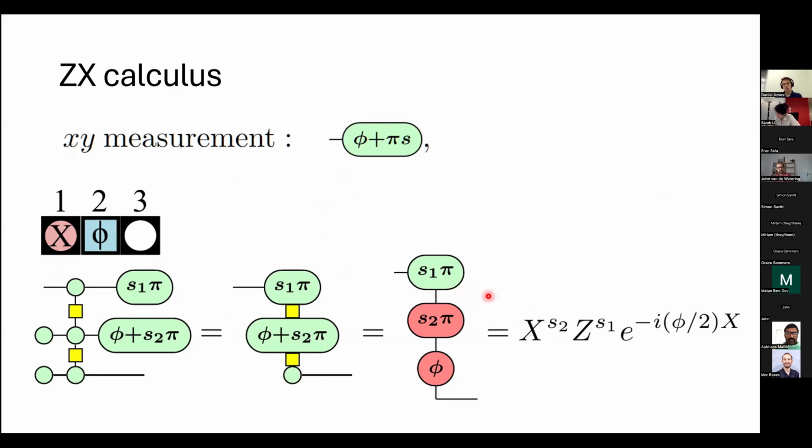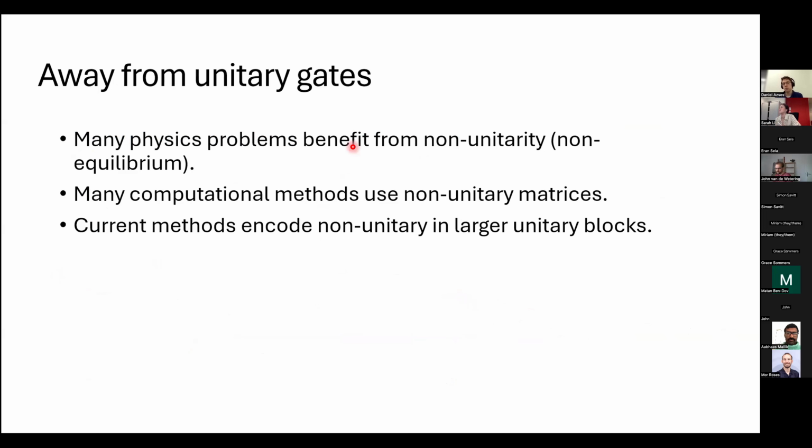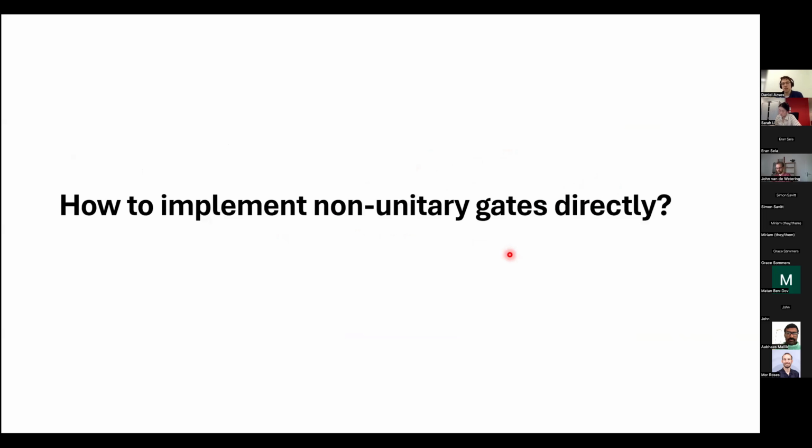Okay, and now we can actually start to see the interesting part of what happens if I measure in the XZ plane. So why would we like to do that? If you go away from unitary gates, you can first find physics, for example, out of equilibrium that has some non-unitary nature. You may have computational methods that require non-unitary matrices. For example, I want to diagonalize some kind of a matrix, so I want to do computation of something like block encodings and so on. They will benefit from some sort of non-unitary gates. It will shorten the calculation. You can always do non-unitary gates as part of a large unitary space, but maybe it will be more beneficial. And this is mostly the motivation here. So this is interesting from this type of generalization. Can we actually do these non-unitary gates directly?